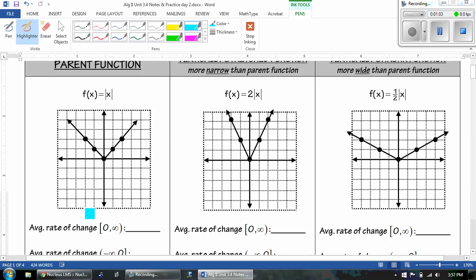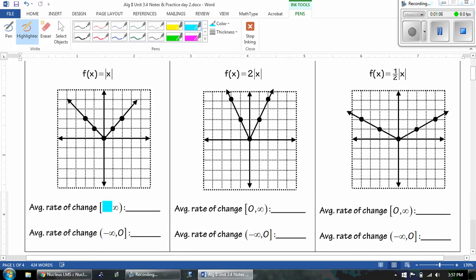Remember, the average rate of change is like the slope. So when we're looking at 0 to infinity, which is everything on the right side, you can see that we are going up 1 over 1, up 1 over 1, up 1 over 1. So my slope for the right side is a positive 1. But on the left side of the graph, which is the negative infinity to 0, our slope is actually going down 1 over 1, down 1 over 1, which gives us a slope of negative 1.